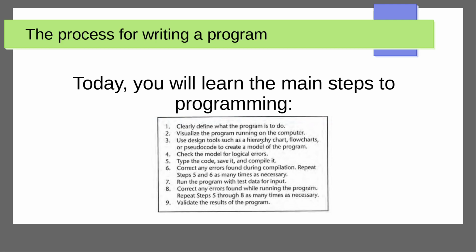Today, you'll learn the main steps to programming, and they are the following. You're going to clearly define what the program is to do. Visualize the program running on the computer. Use design tools such as a hierarchical chart, a flow chart, or pseudocode to create a model of the program. Check the model for logical errors. Type the code, save it, and compile it. Correct errors found during compilation.